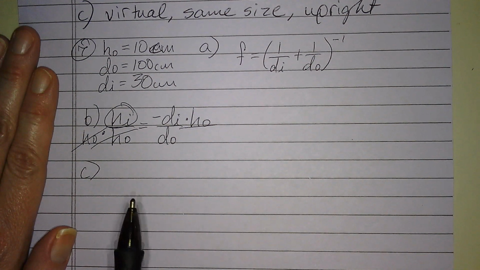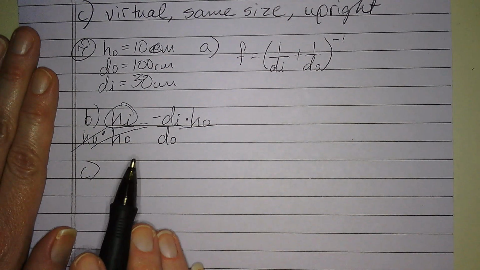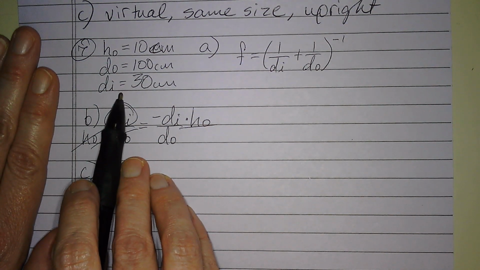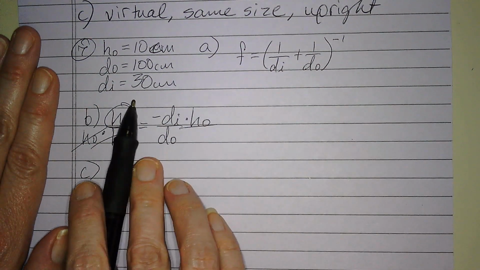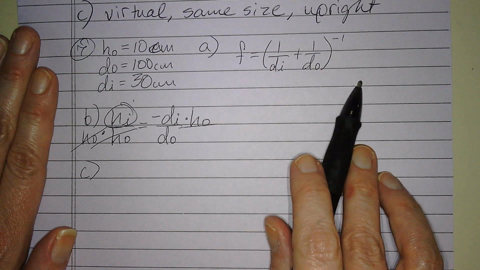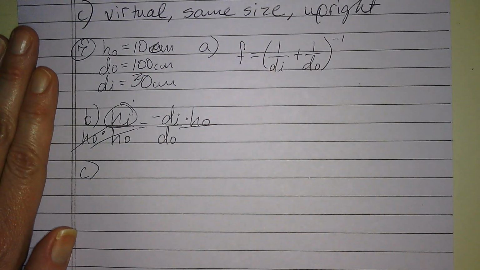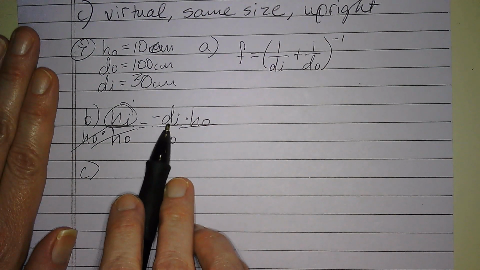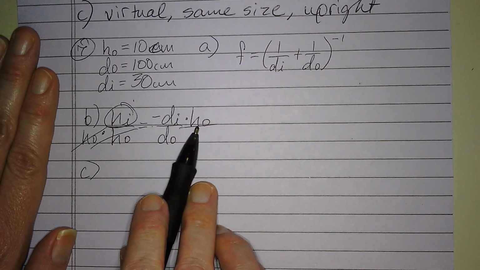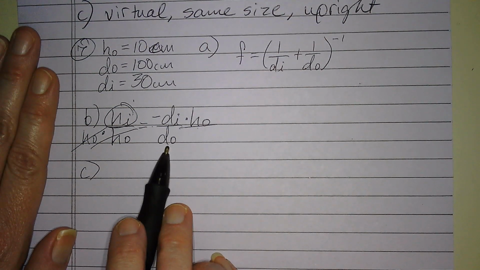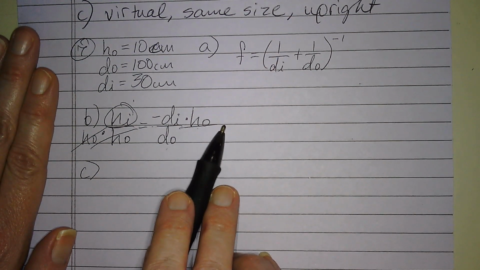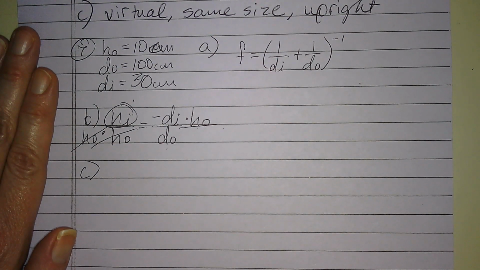And then for part C, you want to classify the image as real or virtual. Well, we know that the object is in front of the mirror. But what I like to do is look at the sign of my HI. In the formula, you have a negative, and positive times positive over positive, so you're going to end up with a negative number. So you're going to end up with a negative HI.